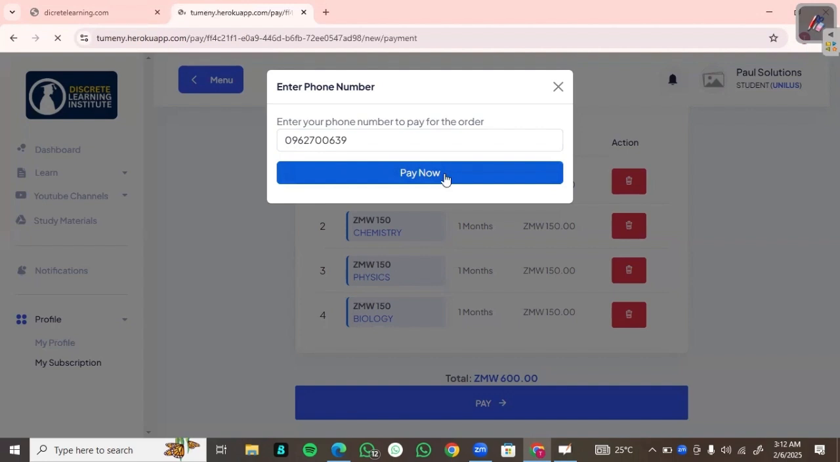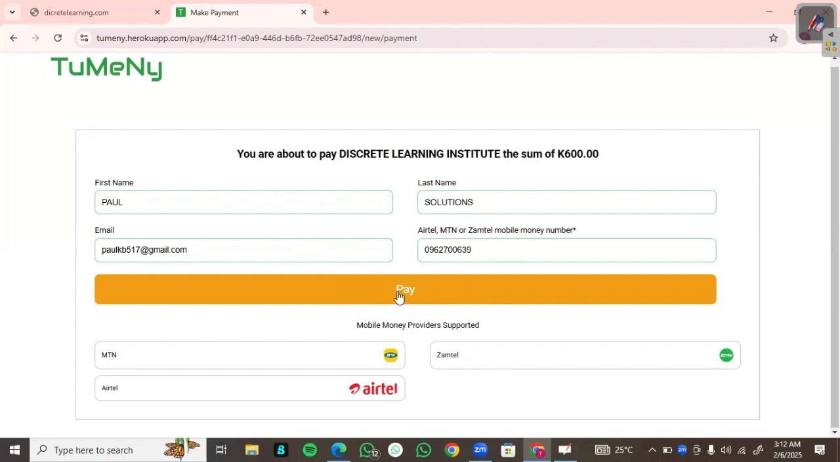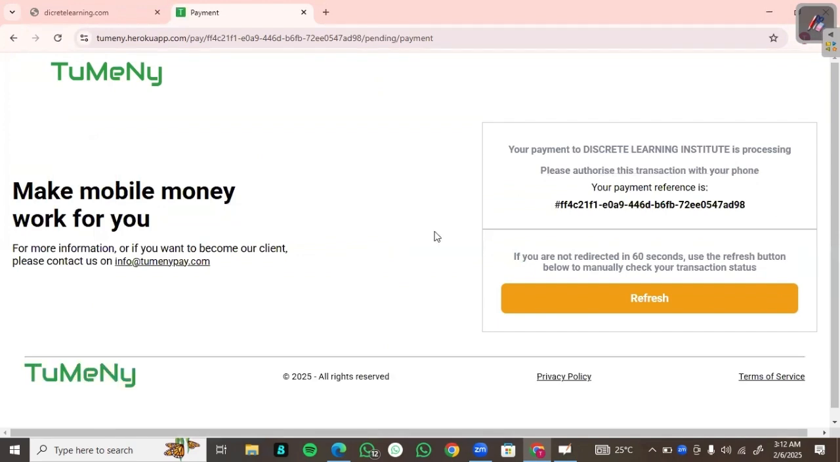So it's going to load. You wait for it, and then it's going to take you to this page. So here it's telling you you are about to pay DISCRETE Learning Institute the sum of whatever they are. So what are you going to do here? You are going to click pay. Once you click that pay, this page here is going to pop up. Once this page pops up on your phone or your PC, you are going to receive a pop-up message on your phone telling you to input the password for your mobile money. Once you input the password for your mobile money, you will be let into the website. It means you have registered.